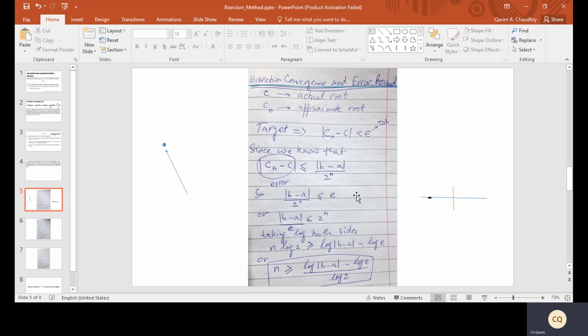Now take 2 power n to be on the other side of the inequality. So students, b minus a over epsilon is less or equal to 2 raised to power n. Now taking log both sides, so n log 2 has come and is greater than or equal to log b minus a minus log epsilon. Since this was on top, the minus sign came. So n is greater than or equal to log of mod value b minus a minus log epsilon over log 2. So what is n here, n is the number of iterations, so it means to reach a given tolerance.